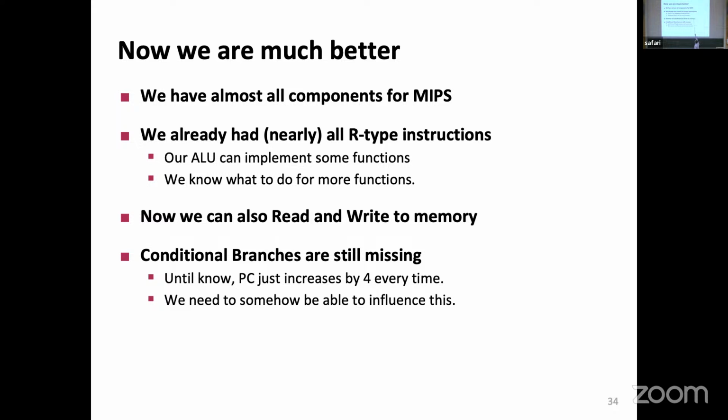Now we are much, much better. Almost all components are there. Most R-type instructions are there. We can read and write to memory. This is good because R-type instructions only worked on this register file, which is not much, only 32 of them. But now we unlocked the keys to the kingdom. I have this entire memory, 4 billion words, 1 billion words. I can read and write to any one of them.